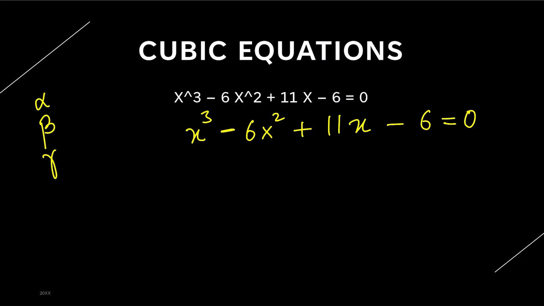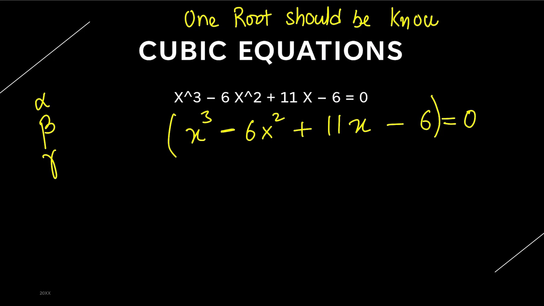So we'll see a method of finding the roots, but keep it as a low priority topic. If a cubic equation is given to you, how will you find the three roots? To find three roots, just note it down: one root should be known. Means if they give you a cubic equation and they also write that one of the roots of the equation is this, right? If one of the roots of the equation is known, then we can find the two other roots easily.